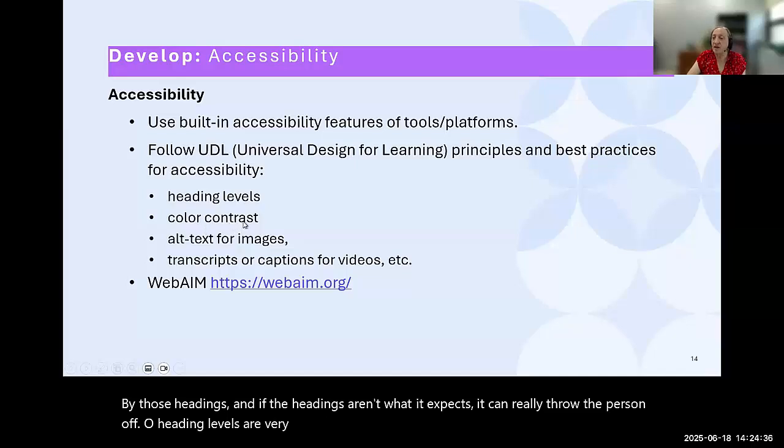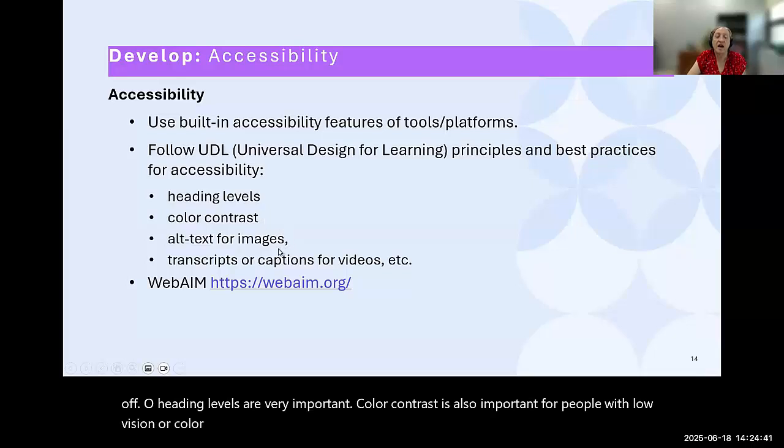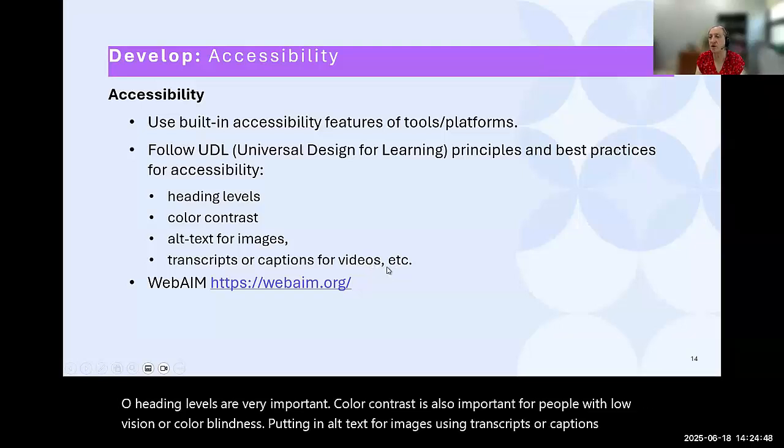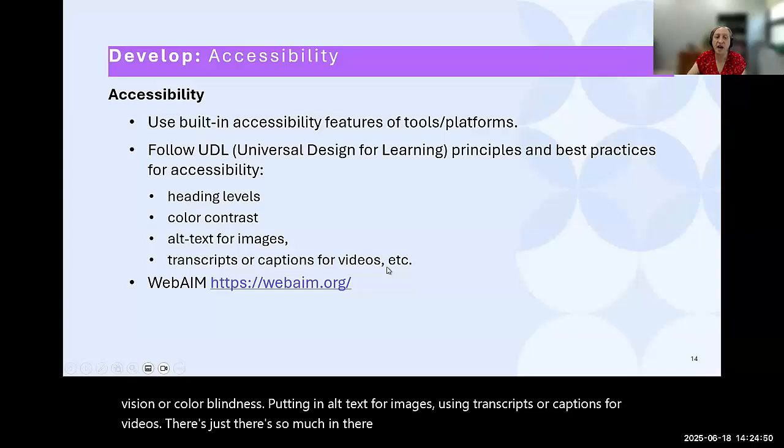Color contrast is also important for people with low vision or color blindness. Putting in alt text for images, using transcripts or captions for videos. There's so much in there about accessibility.